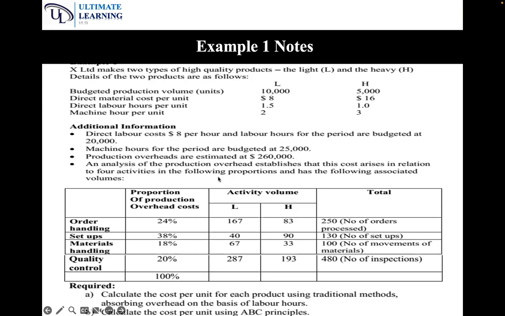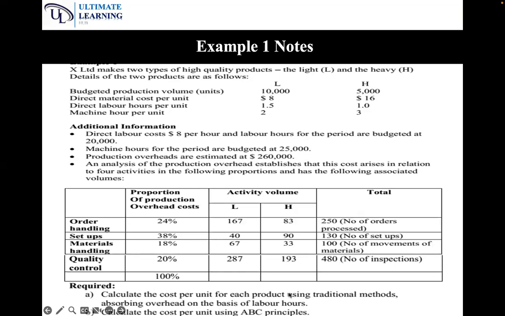An analysis of the production overhead establishes that these costs arise in relation to 4 activities in the following proportions and has the following associated volumes. So you have been given the associated volumes, the cost pool, the proportions, and the activities, and the basis of apportionment is also given.